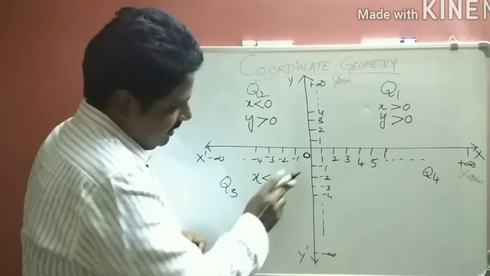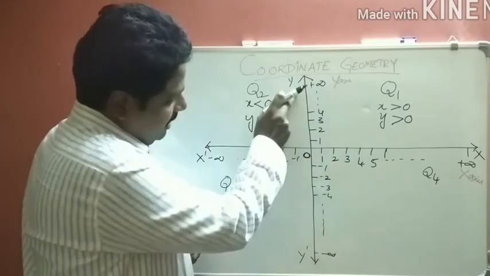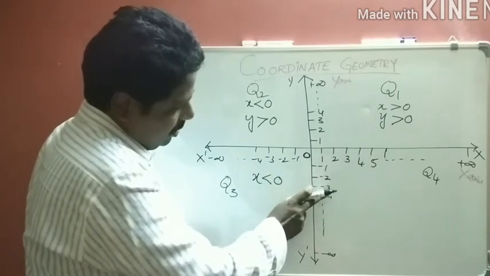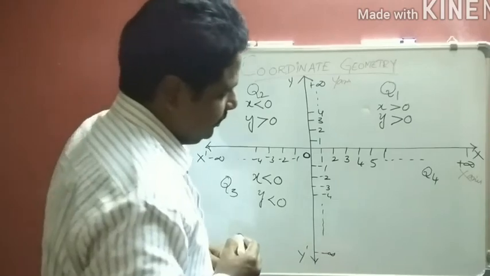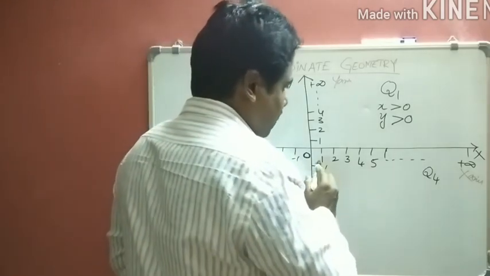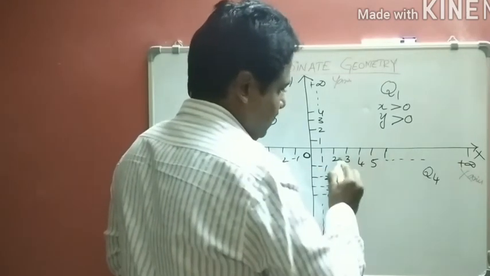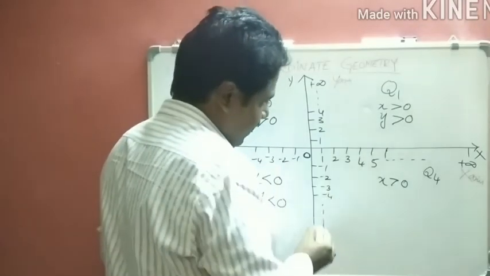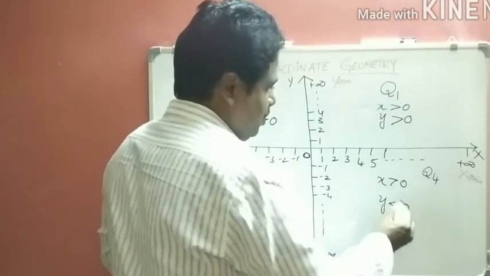Next, on the y-axis, the numbers are negative: -1, -2, -3. This is the negative y-axis, and this is the positive y-axis. On the negative y-axis, numbers are -1, -2, -3, -4, so we can take y less than 0. Similarly here, in Q4, what is x? The numbers on the positive x-axis are positive, so x is greater than 0. For y, numbers are negative, so y is less than 0.